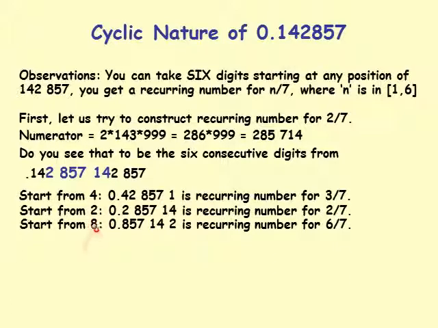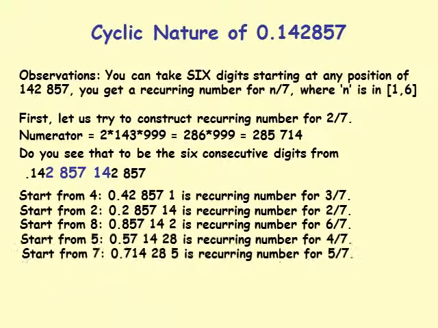Start at the next digit here, 2: 285714 is the recurring number for 2 divided by 7. Now the next digit here, start at 8: 857142 is the recurring number for 6 over 7. Start at 5: 0.571428 is the recurring number for 4 over 7. Start at 7, right here: we got 0.714285, which is the recurring number for 5 over 7. So 1 over 7 was this number here, 2 over 7 is that number here, 3 over 7 is this number, 4 over 7 is that number, 5 over 7 is that number, and 6 over 7 is that number.